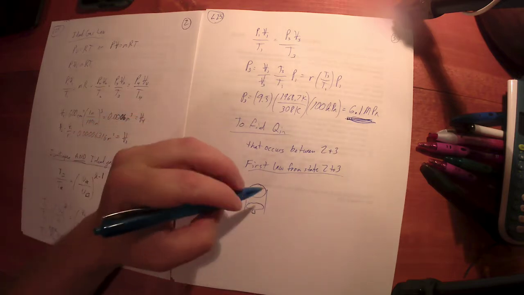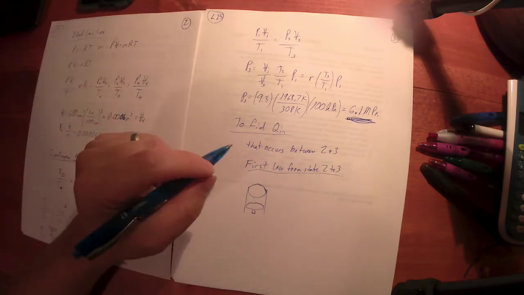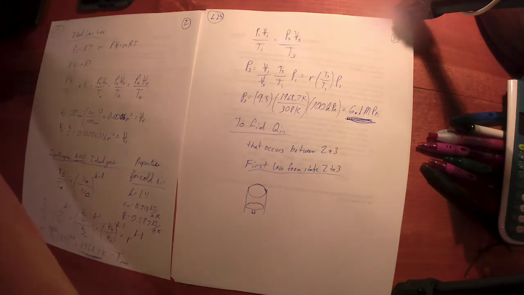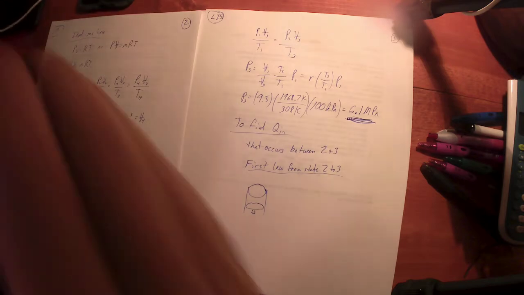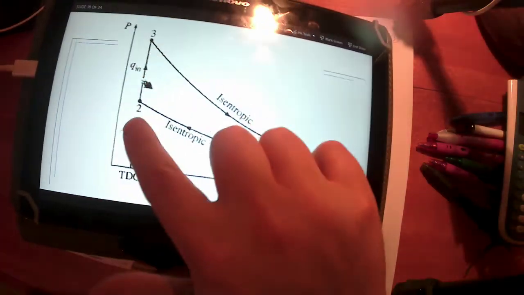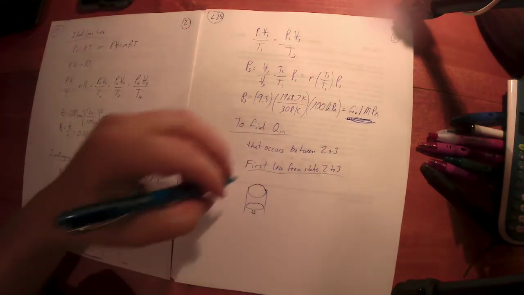Okay, so I've got this piston. We draw this inverted. Normally with a piston we would have boundary work. There's no boundary work in this case. Why is there no boundary work between state 2 and 3, Steve? Well, because it's constant volume. There's no volume change between state 2 and 3, therefore there's no boundary work.